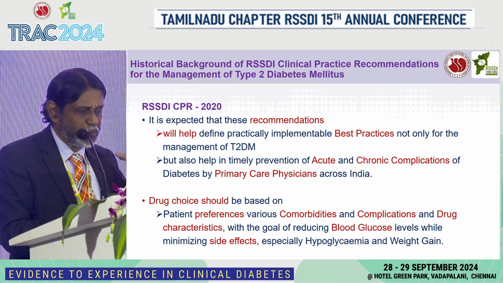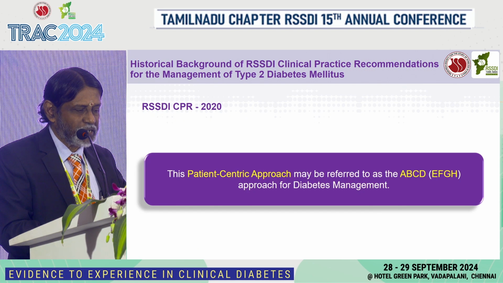Drug choice should be based on patient preferences, various comorbidities and complications, and drug characteristics, with the goal of reducing blood glucose levels while minimizing side effects. This patient-centric approach may be referred to as the ABCDEFGH approach for diabetes management, that is, RSSDI CPR 2020.